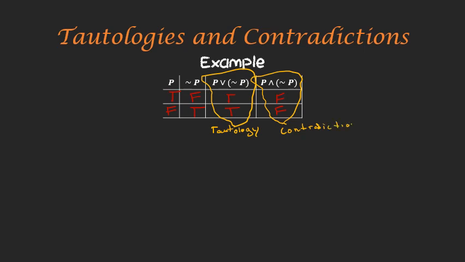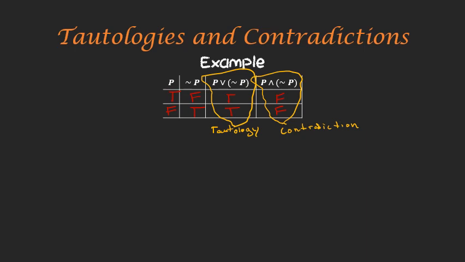So think about the word contradiction. Contra meaning against, and diction meaning something that's said. So a contradiction is saying something against what's already been said, right? If I say P and I say not P, well, that can't possibly be true. We can't possibly have P and not P. That's why it's always false.